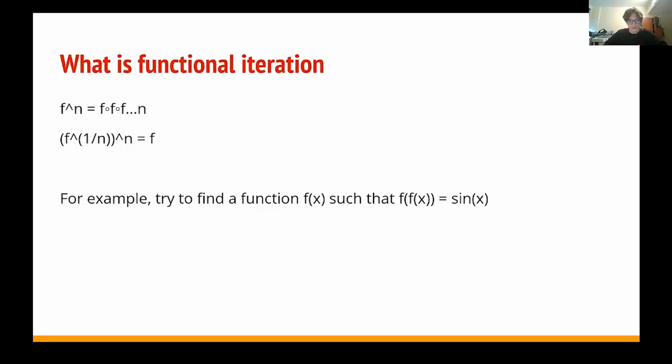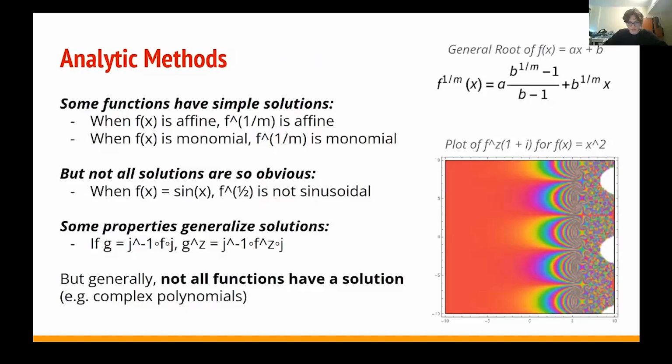So what would that even mean? If you want to iterate a function a fractional number of times, you can interpret it as follows. The half iterate of sine of x would be the function f that satisfies f of f of x equal to sine of x, instead of the other way around, where sine of x is equal to a function. We explored this using a couple of methods.